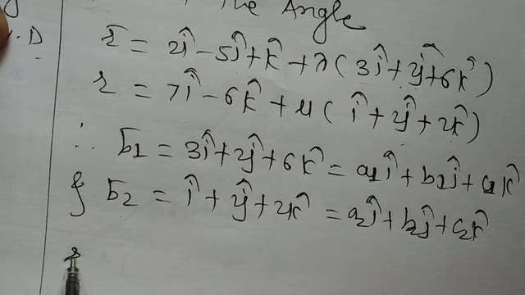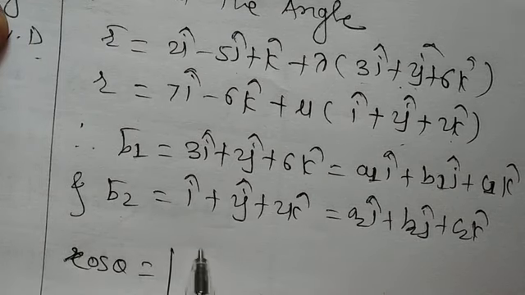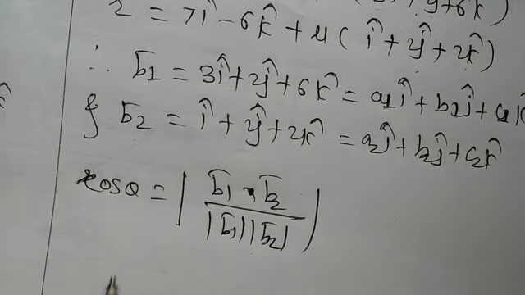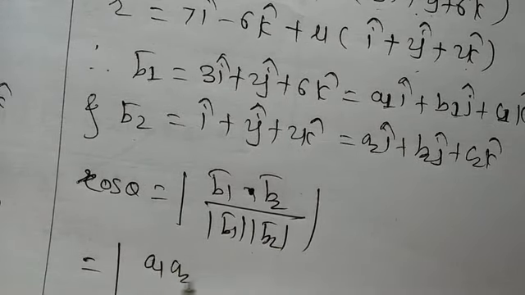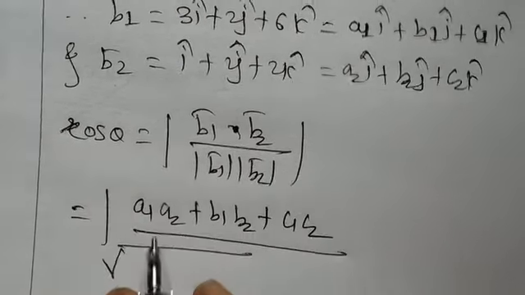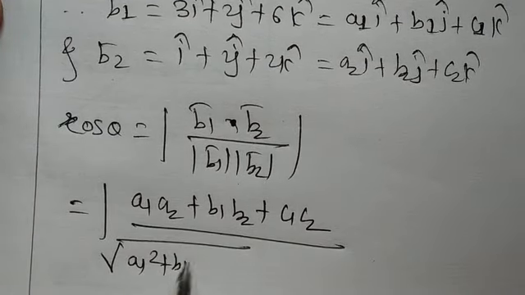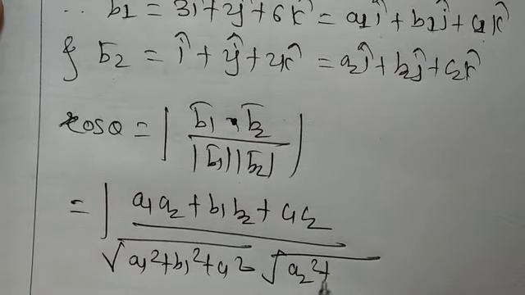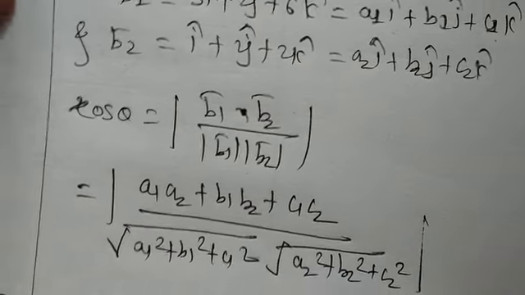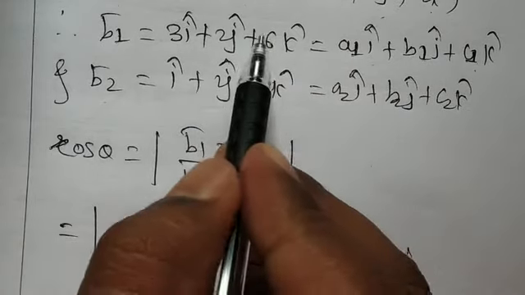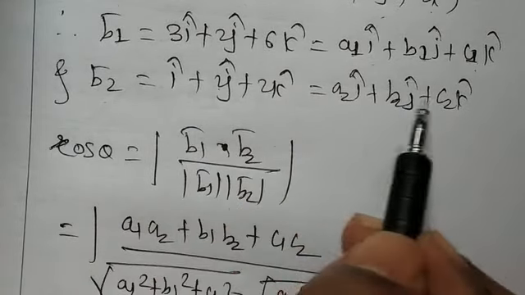The formula: cos theta equals b1 dot b2 upon magnitude of b1 times magnitude of b2. The dot product is simply a1a2 plus b1b2 plus c1c2, upon the magnitudes, which are the square root of a1 square plus b1 square plus c1 square for the first parallel vector, and the square root of a2 square plus b2 square plus c2 square. Put in the values. a1 is 3, b1 is 2, c1 is 6, a2 is 1, b2 is 2 and c2 is 2.